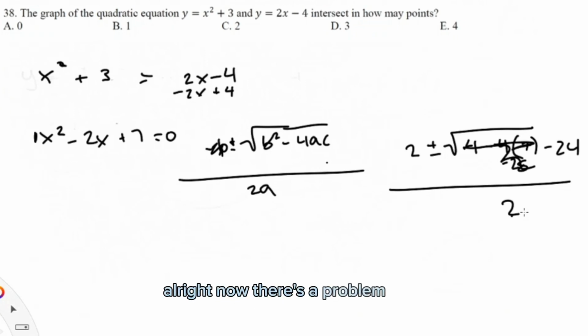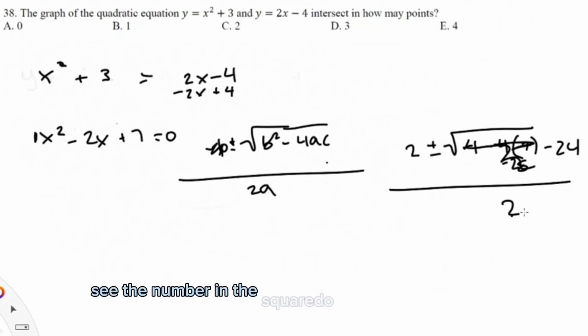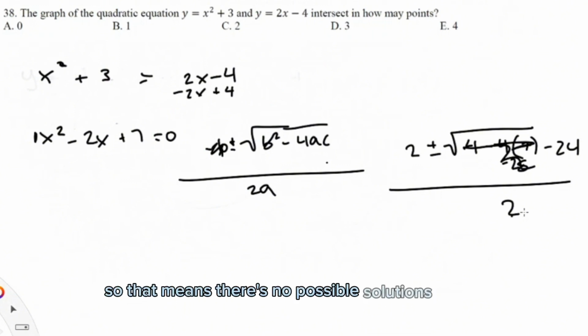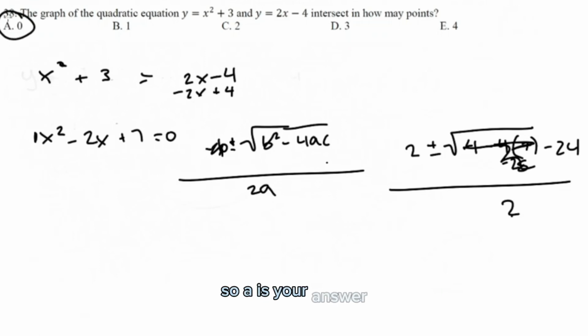Alright, now there's a problem here. See, the number in the square root is a negative number. So that means there are no possible solutions to this, which means they don't intersect at all. So A is your answer.